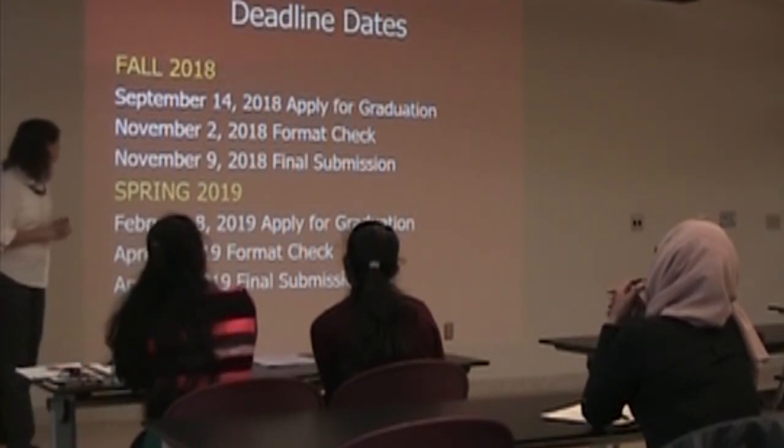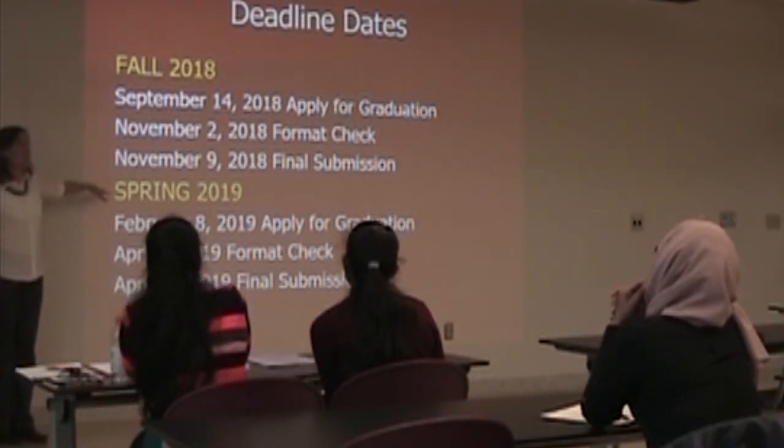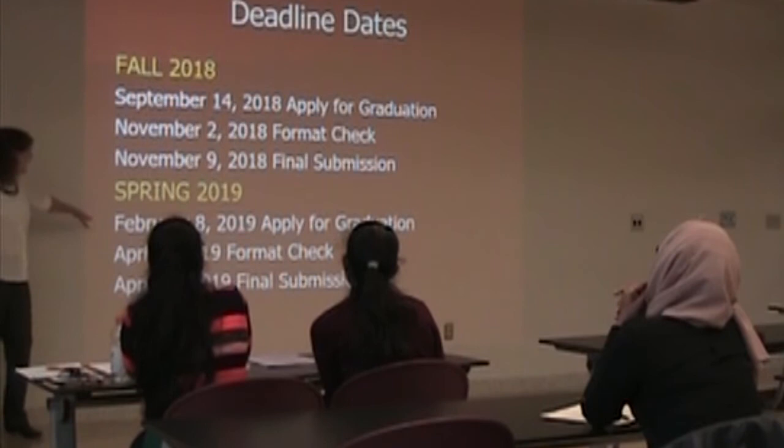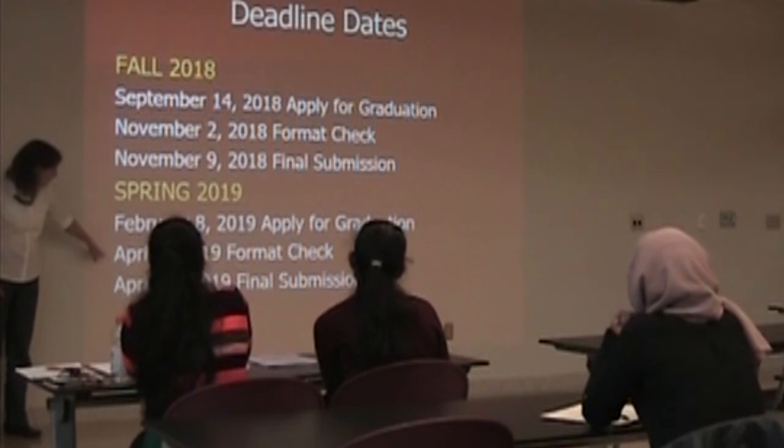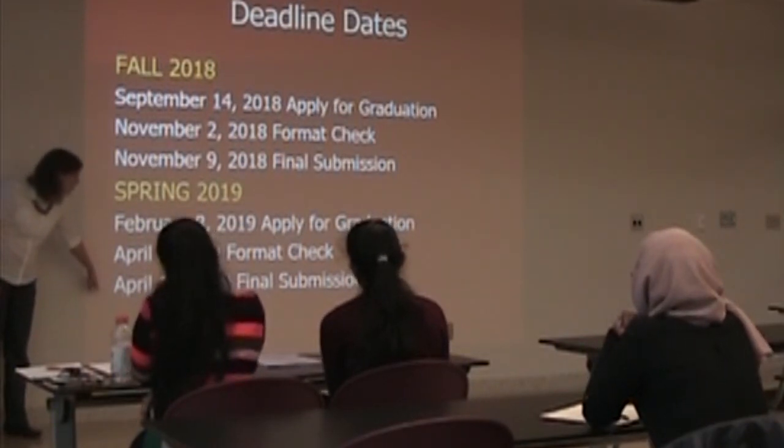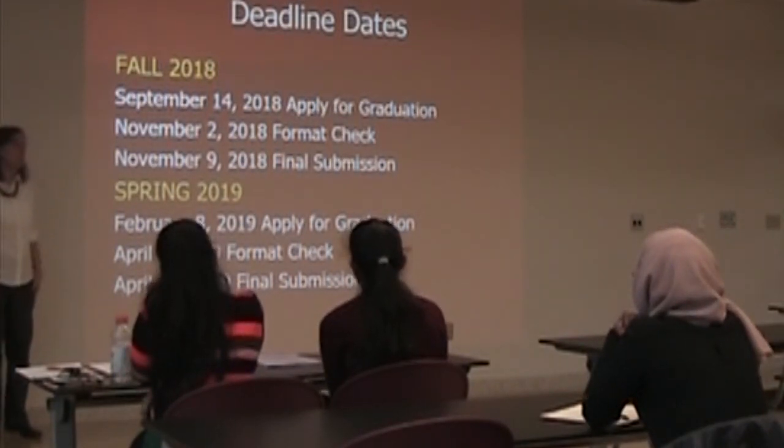If you're going to work towards graduating in spring, here are your deadlines. Apply for graduation by February 8th. Actually, you can do this right now. You don't have to wait until February. If you think it's going to be May graduation, you can go ahead and apply today for graduation. Your format check by April 5th and your final submission by April 12th.